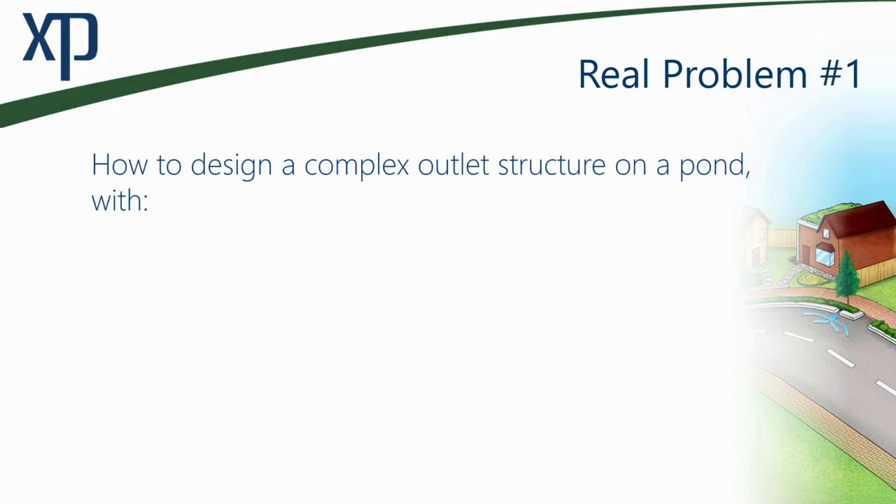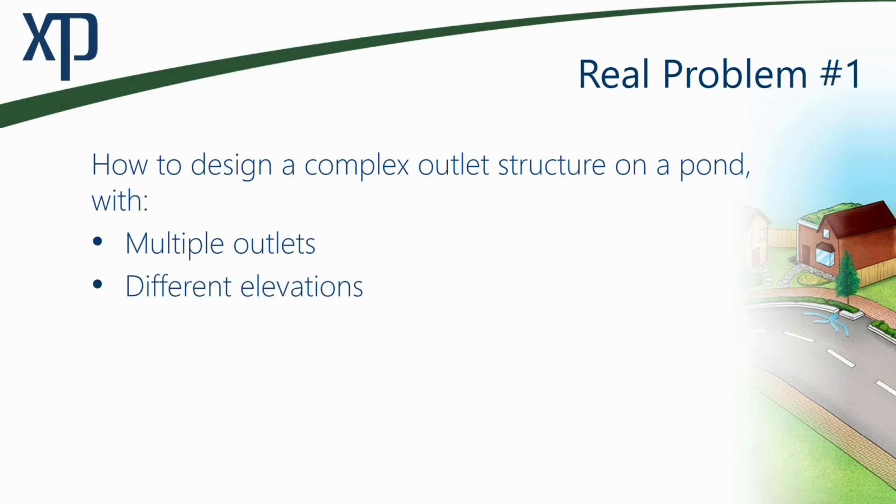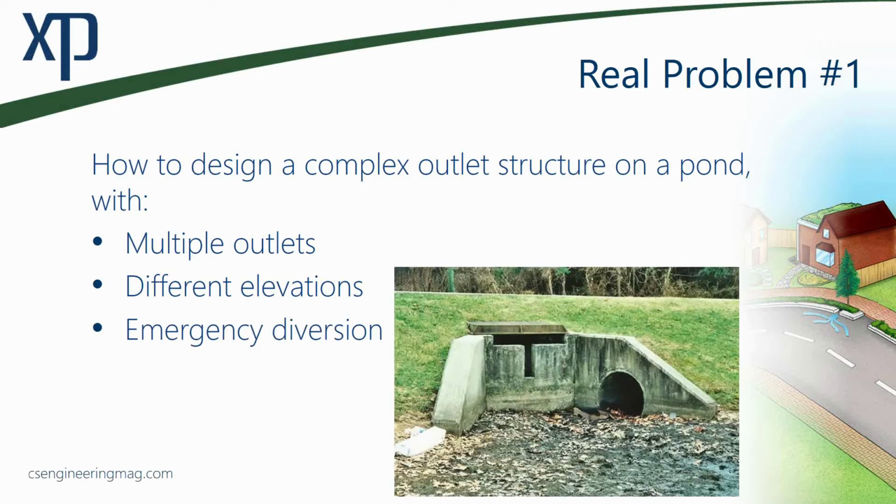But beyond just a complex single structure, what if you have multiple outlets? We have multiple outlets with different elevations and really different locations. Here's an image showing a pretty convoluted, actually constructed outlet system. There might be more than one of these across the perimeter of a pond. So how do we tackle that?